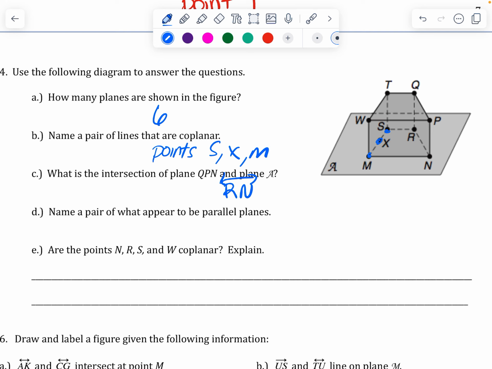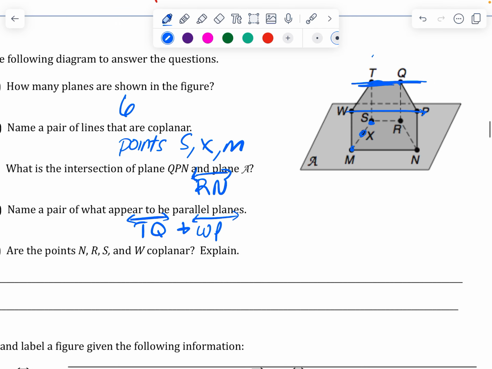Name a pair of what appears to be parallel lines. So lines that appear to be parallel to me would be, let's see, TQ and WP. How about those 2 lines, these 2? Or you could have done TS and QR. I'm going to stick to my first choices. So lines TQ and WP. Lots of choices for parallel lines. Parallel lines will not intersect.